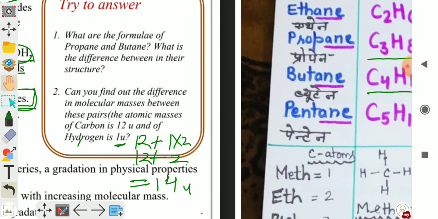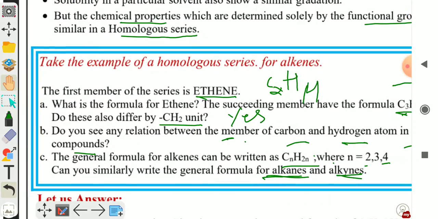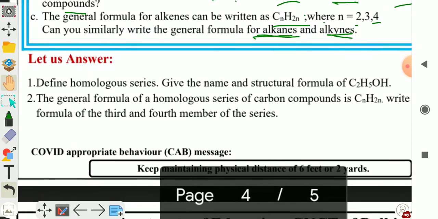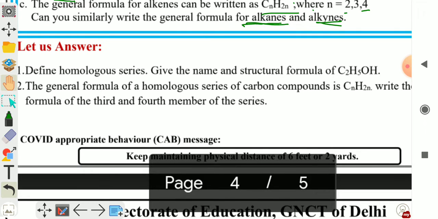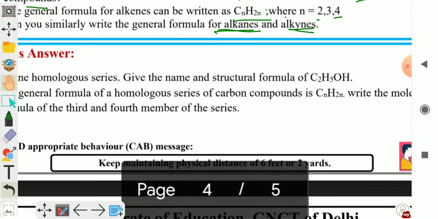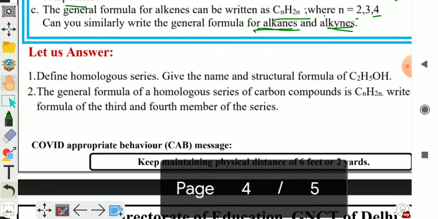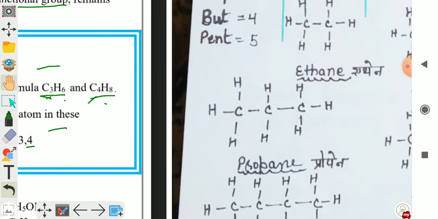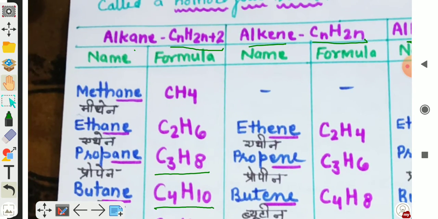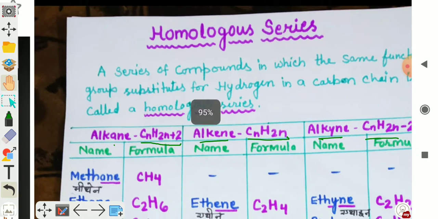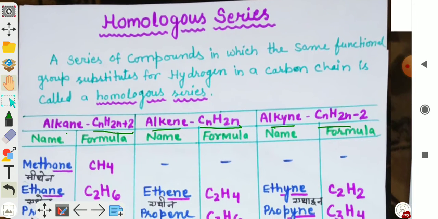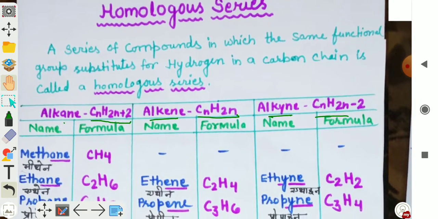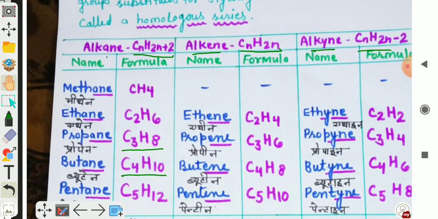Your next question is: define the homologous series. Give the name and structural formula of C2H5OH. You have to define the homologous series. What do you mean by homologous series? Definition of homologous series is given to you. A series of compounds in which the same functional group substitutes for hydrogen in a carbon chain is called a homologous series.